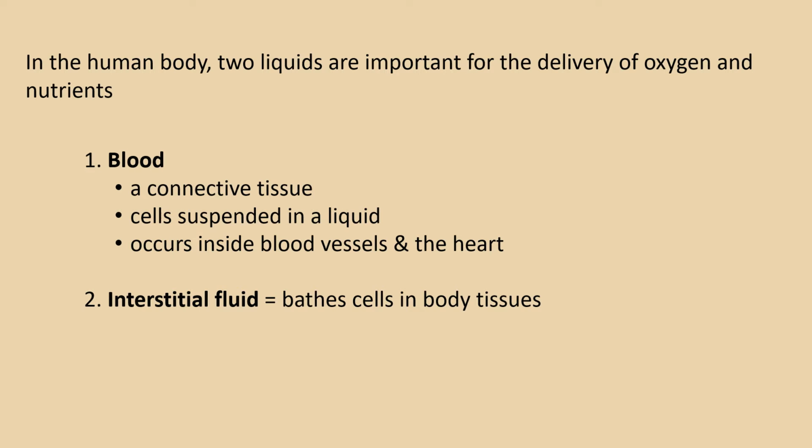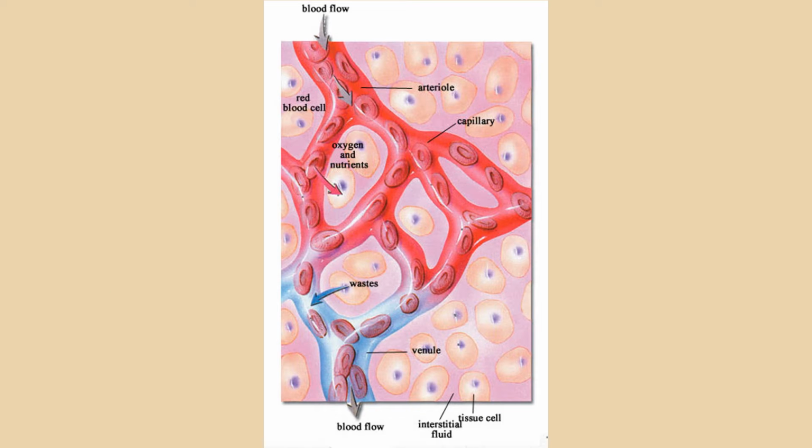Our second important fluid in the cardiovascular system is interstitial fluid. Sometimes this is called tissue fluid. Interstitial fluid in this diagram is shown in sort of a pinky lavender color. It's the fluid that surrounds the cells in this tissue. And here the body tissue cells are sort of beigey yellow and they have purple nuclei. And so we're looking at a capillary bed.